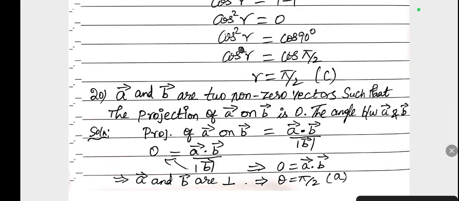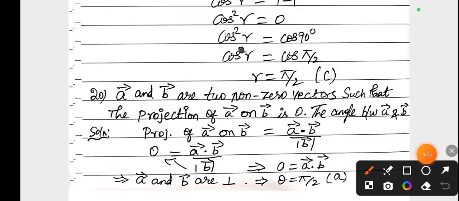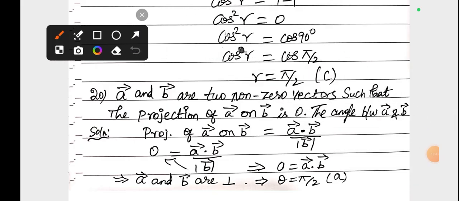Going for the next question, 20th, very easy. A vector and B vector are two non-zero vectors such that the projection of A vector on B vector is 0. They are asking for the angle theta between them. Projection itself is 0. When projection is 0, then it is 90 degrees. But anyway, we can apply the formula.